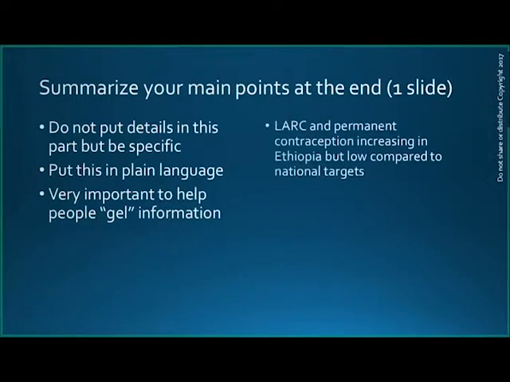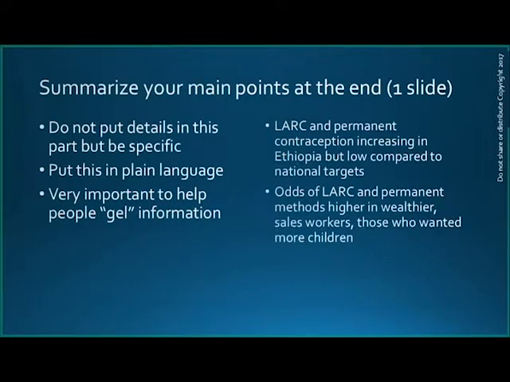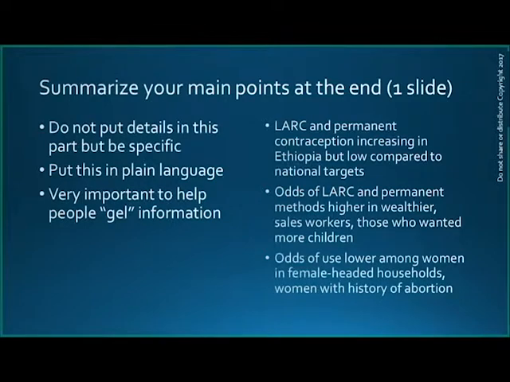So here's an example of a summary slide that you could add at the end. LARC and permanent contraception is increasing in Ethiopia, but is low compared to national targets. Okay, that's like a take-home message. The odds of LARC and permanent methods are higher in wealthier sales workers and those who wanted more children. And the odds of use were lower among women in female-headed households and women with a history of abortion. So this is just an example. It's specific, it's not generic, but it's also not detailed. There are no p-values, no odds ratios, etc.